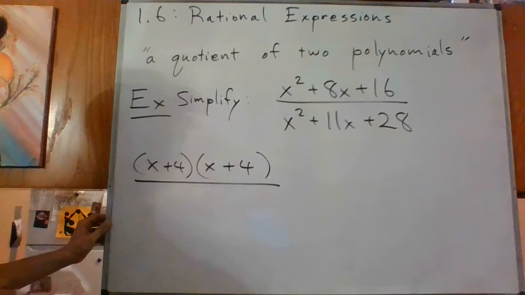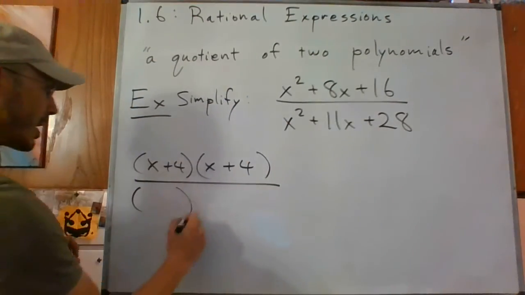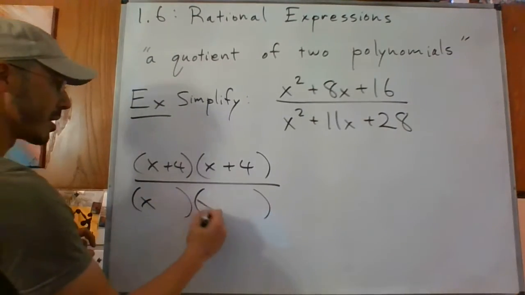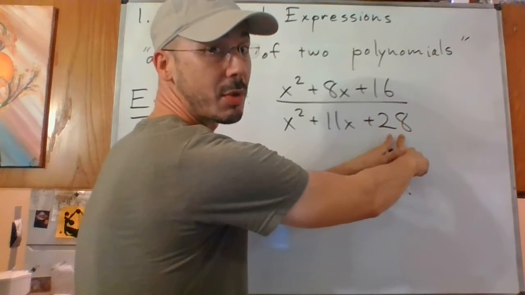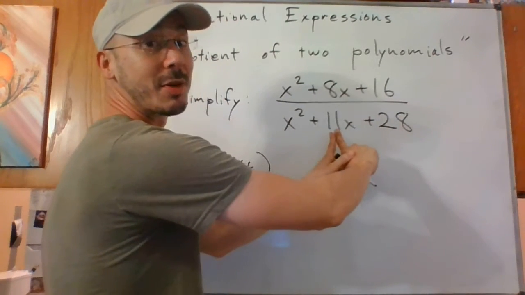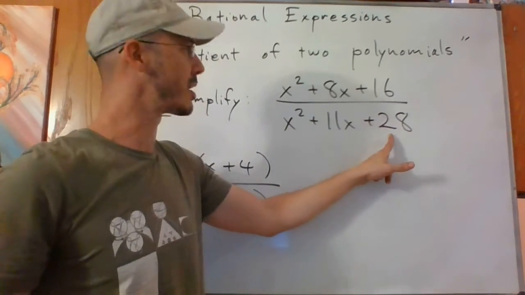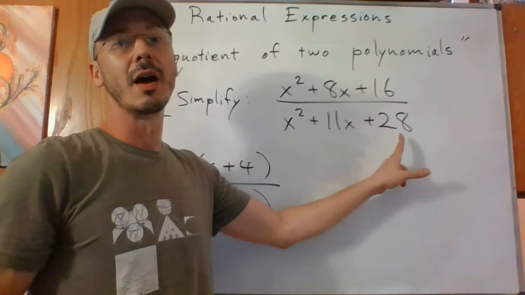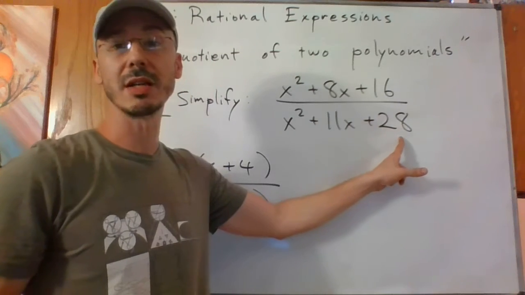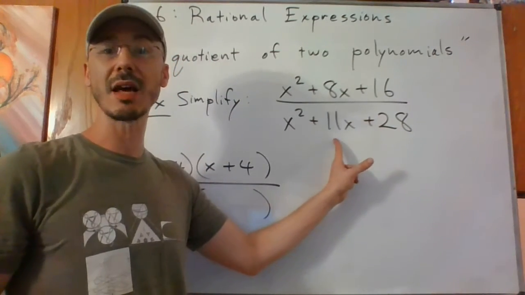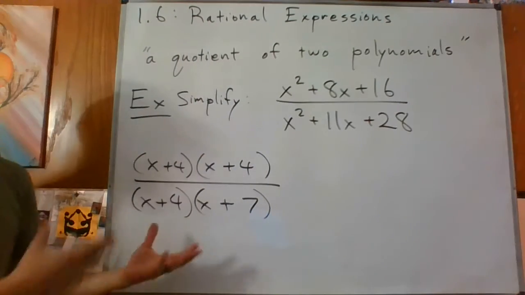But let's get through factoring the denominator now. It's again x and x that give me the x squared. I really just need to factor this number into two numbers that add up to this number. 28 is 2 times 14, but 2 and 14 add up to 16. 4 times 7 is 28, and 4 plus 7 is 11. So those are the numbers, positive 4, positive 7.